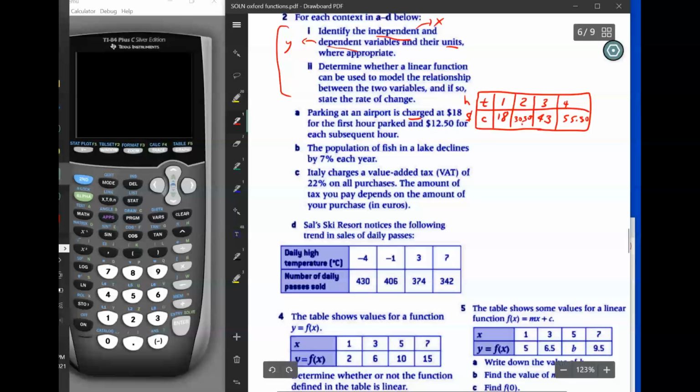Okay, so yes, this is linear because it's an arithmetic sequence in nature, and the difference between each two y values is $12.50, so it's always the same amount, and so that would be the rate of change. The rate of change is $12.50.